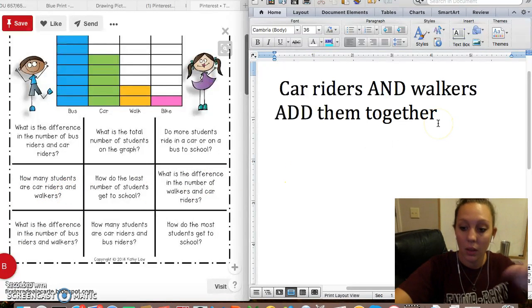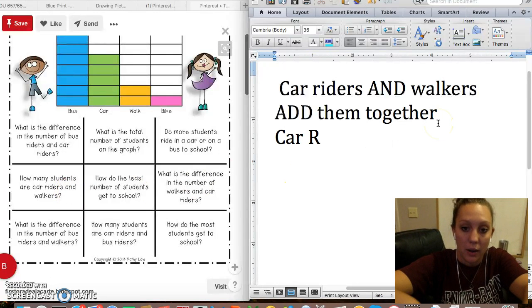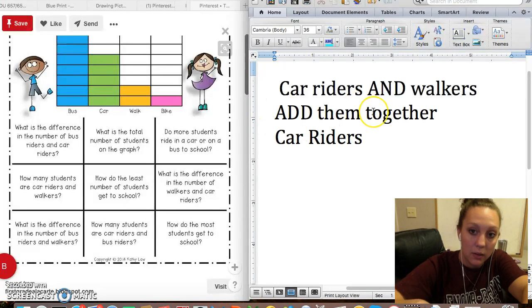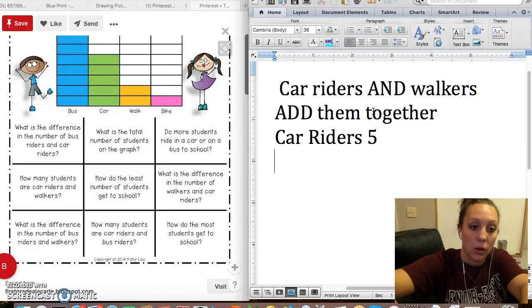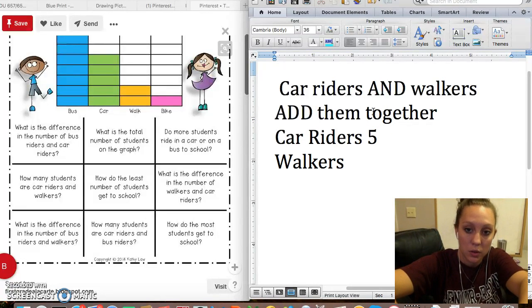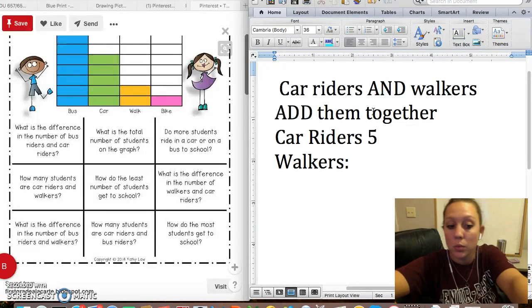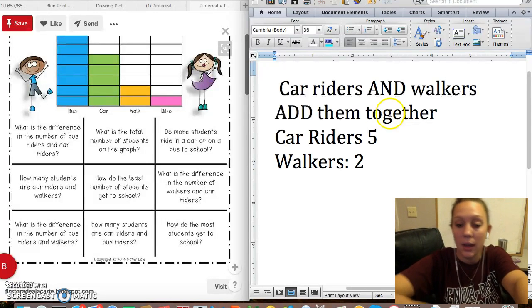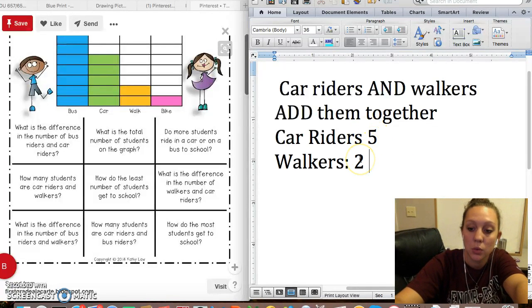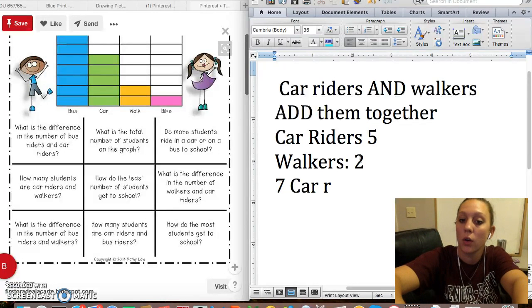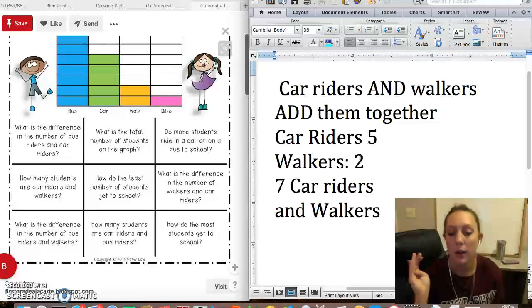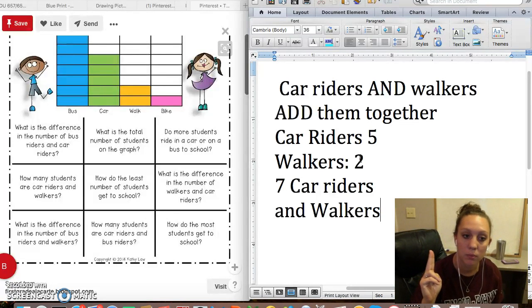So for car riders, we had 5, and for walkers, we had 2. Okay, so 5 plus 2 equals 7 car riders and walkers, right? Because we want to know both.